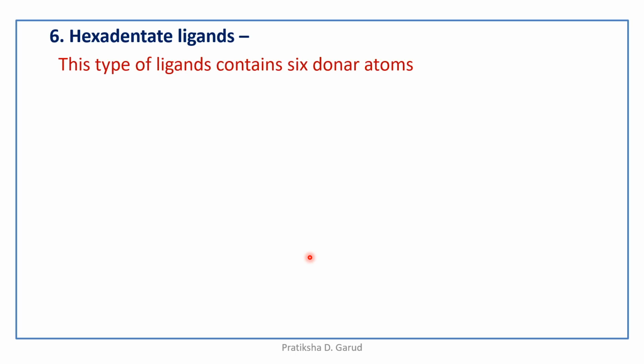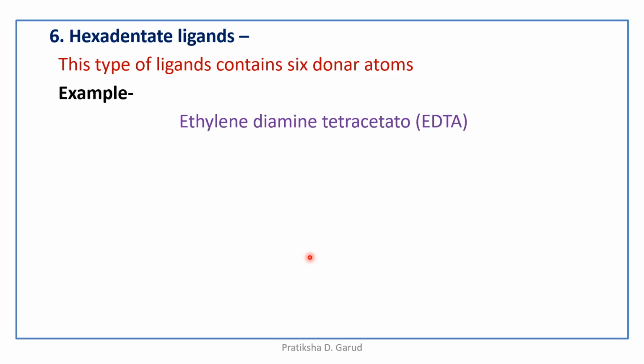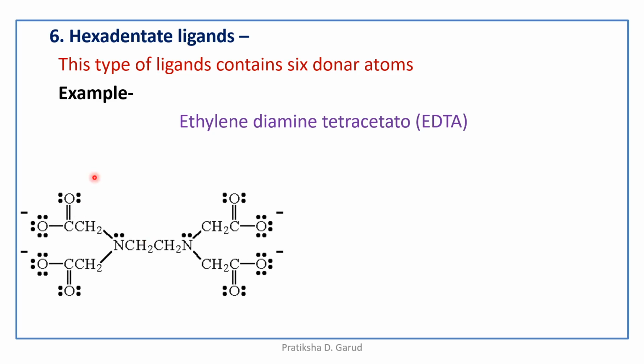Okay. Next, hexadentate ligand. Hexadentate ligand means it consists of 6 donor atoms. So this type of ligand contains 6 donor atoms. Its example is the ethylene diamine tetraacetato, that is EDTA. So what is the structure of the EDTA? Ethylene means CH2CH2 group. So at the center we are having the CH2CH2 group. Diamine means 2 NH2 group. So this is the first NH2, this is the second NH2. So this is the ethylene diamine. Tetra means 4. Acetato means acetic acid, CH3COOH. So 4 acetic acid groups, they are attached to the 4 bonds of the nitrogen.